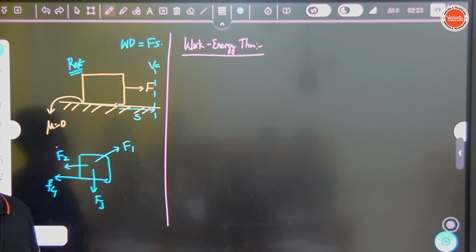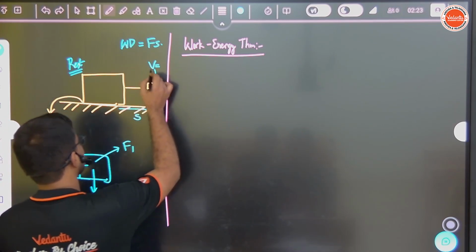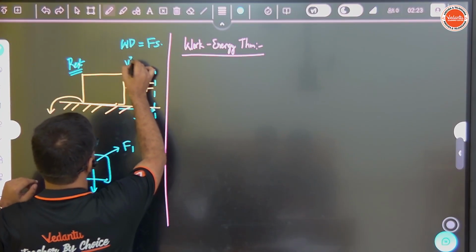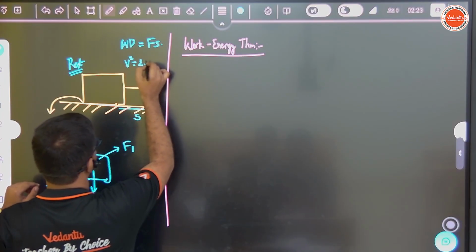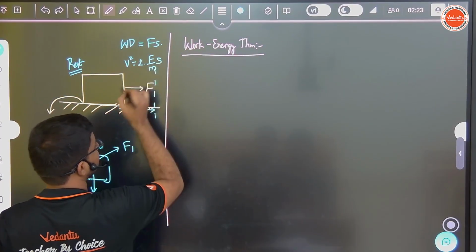What will be the velocity here? V square minus U square equal to 2AS, right? And that A over here is equal to F by M. Clear? So now, just directly write down what is the V square value. V square is equal to 2A, A is nothing but F by M, into S.